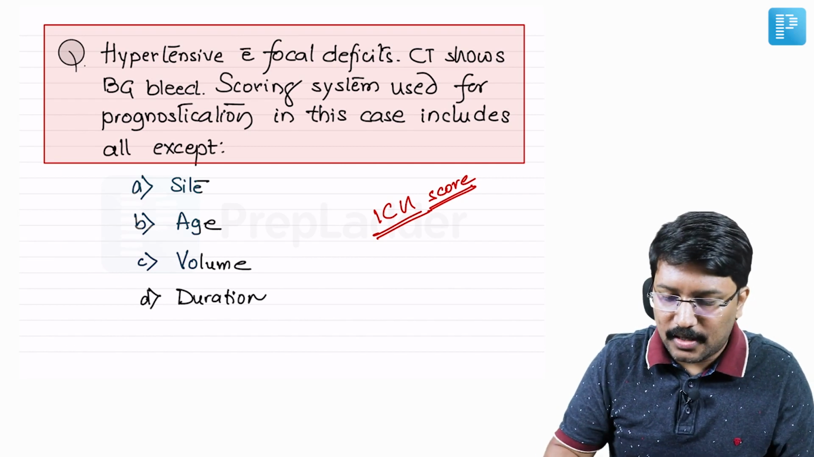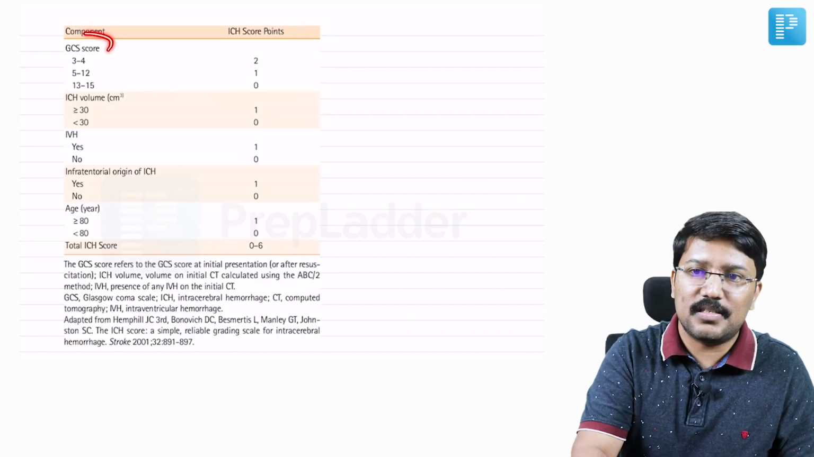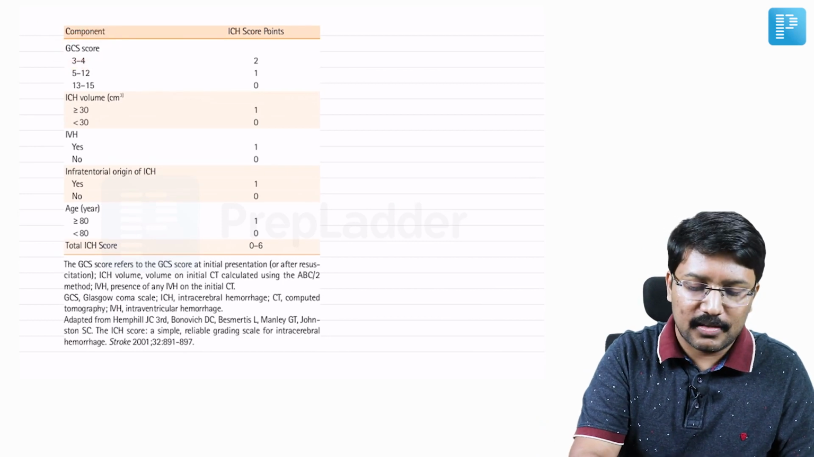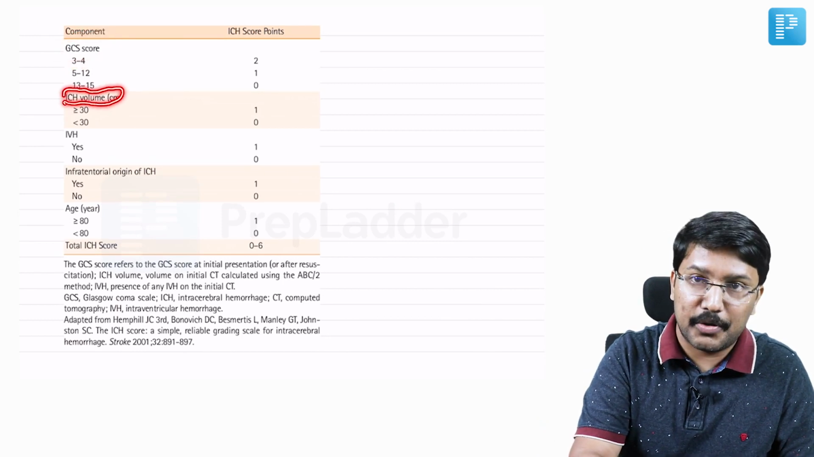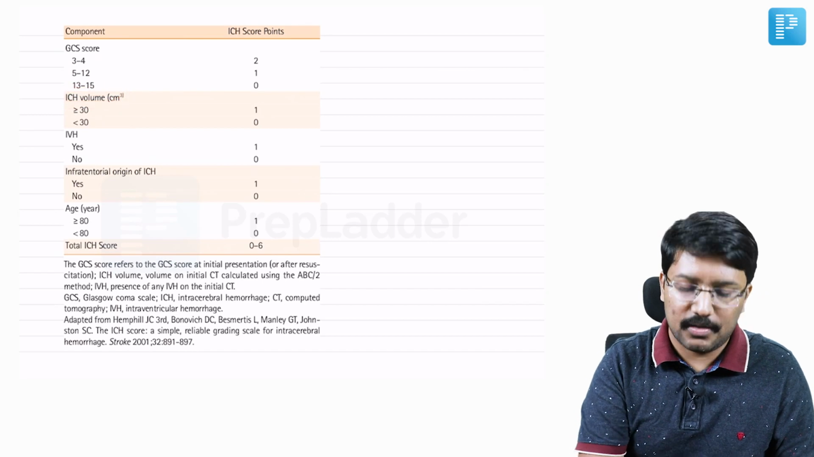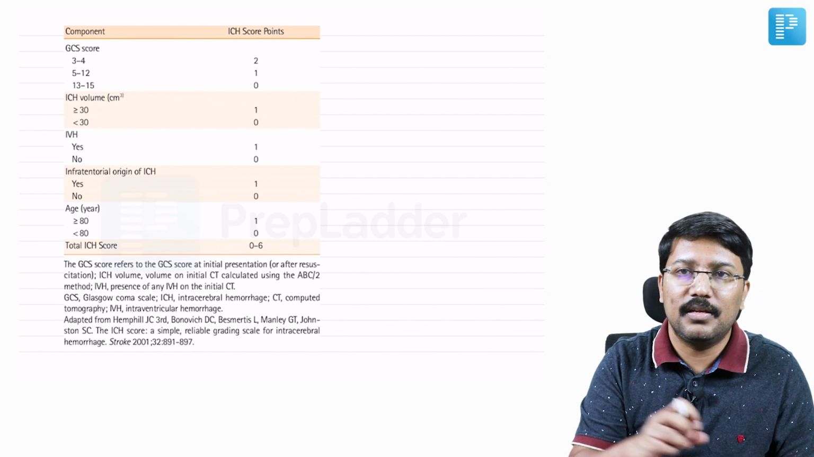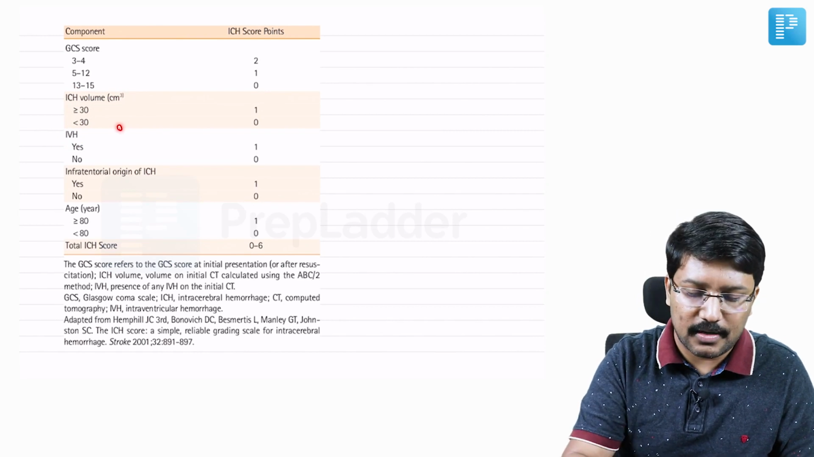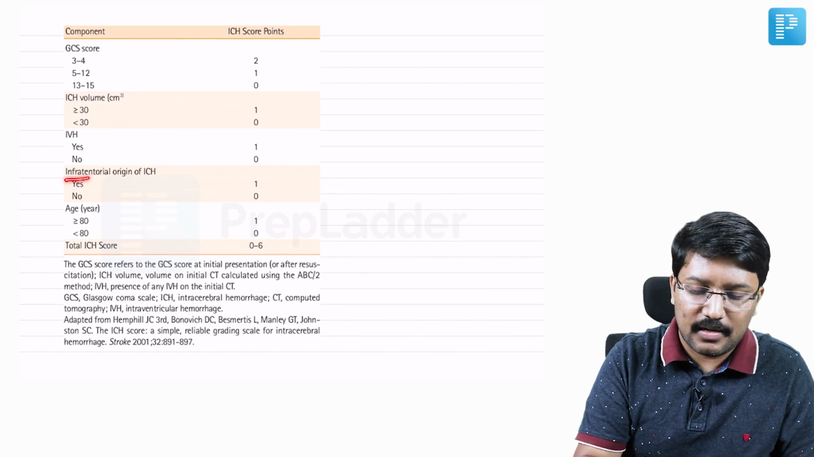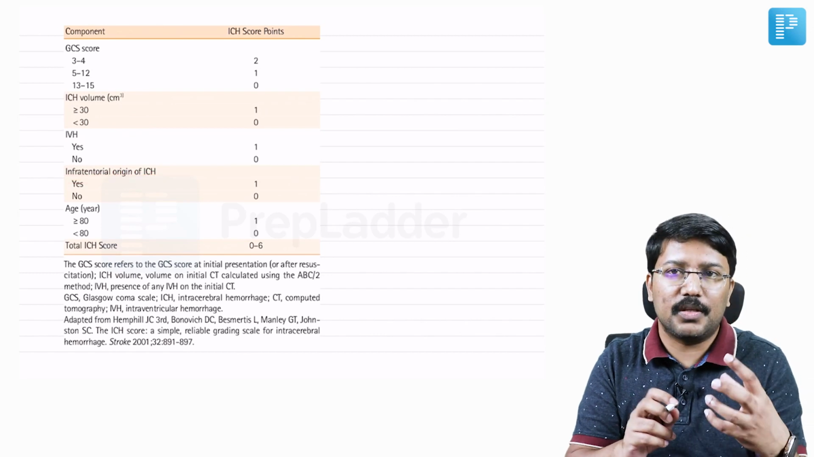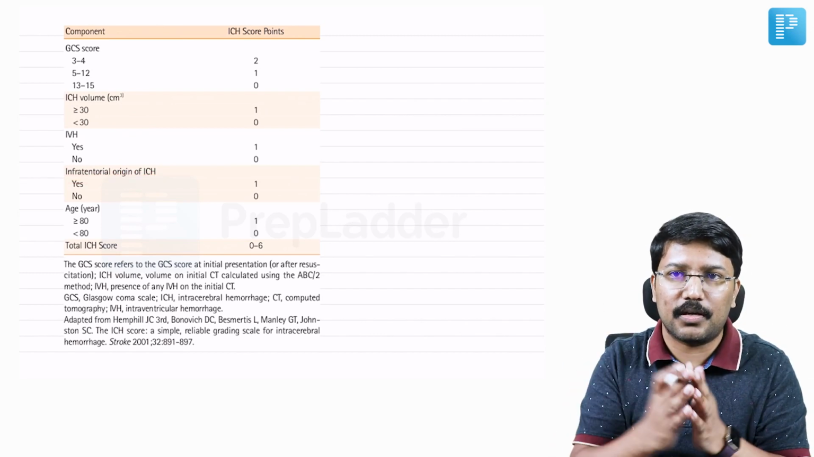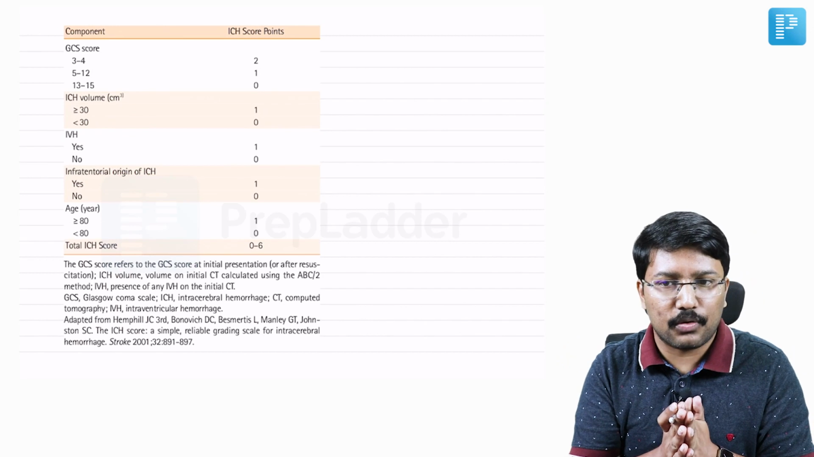Okay, so let me take you to the ICH score. What are the components here? GCS is one of the important components. Then the blood volume, right? The intracranial hematoma volume, that is a component. Then whether there is intraventricular hemorrhage, whether the blood has seeped into the ventricles, right? So that is one of the findings. Then it is talking about infratentorial origin, whether the origin is infratentorial or supratentorial. Okay, that is the fourth component.